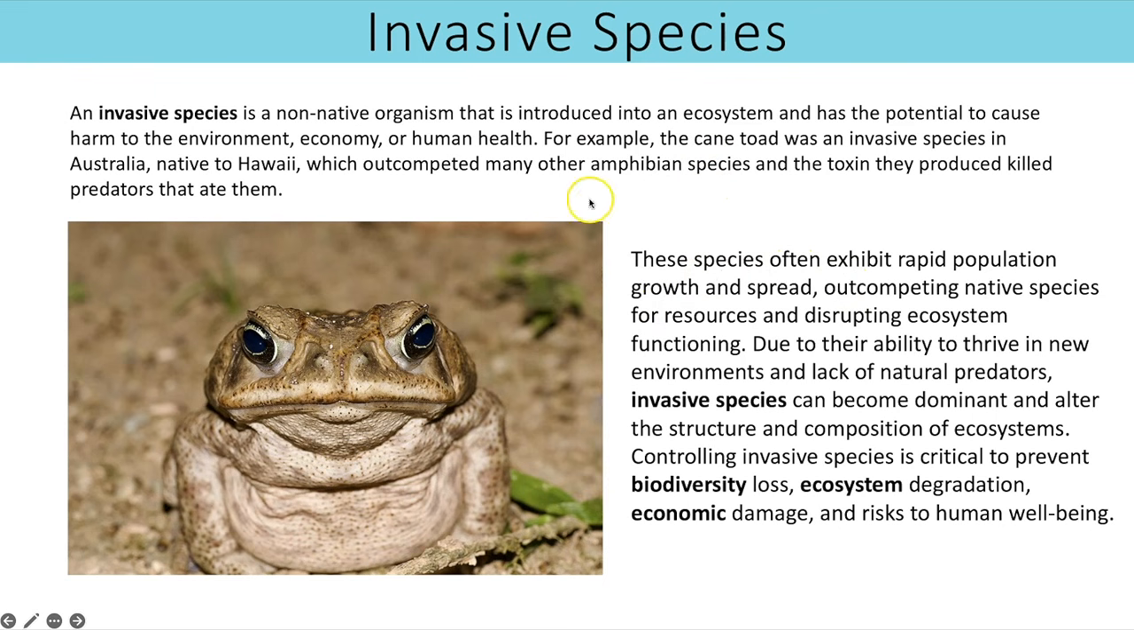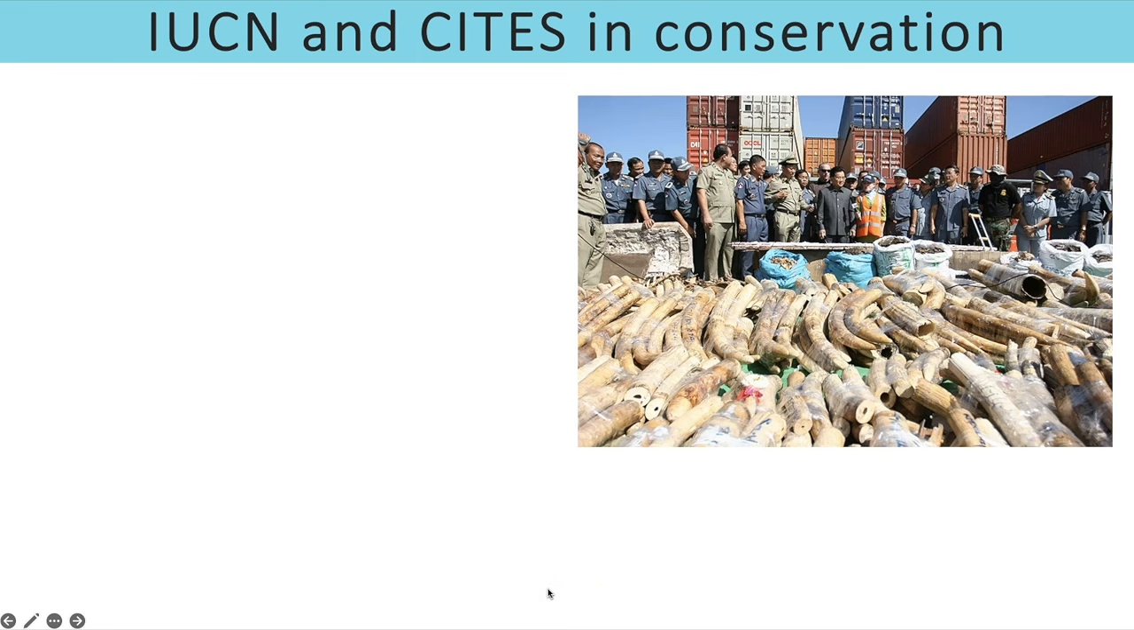These species, which are invasive species, often exhibit rapid population growth and spread, outcompeting the native species for resources, and they disrupt the natural ecosystem. And due to their ability to thrive in the environment and the fact that they lack natural predators, these invasive species can become dominant and alter the entire structure of the ecosystem. So it's really important that for conservation, we control invasive species to try and prevent the biodiversity loss that they might cause, the ecosystem damage, and the economic damage as well.